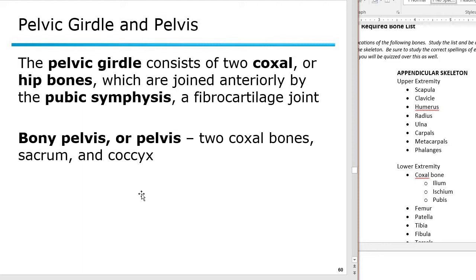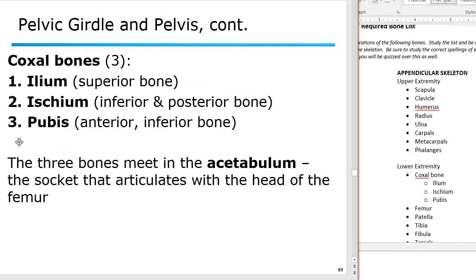Then we have the bottom part, the pelvic girdle and the pelvis. The pelvic girdle is what attaches our legs to our body, and it's made up of the coxal bones, or the hip bones, and then we're going to have our legs. The coxal bones have 3 parts, and you're going to need to know these parts.